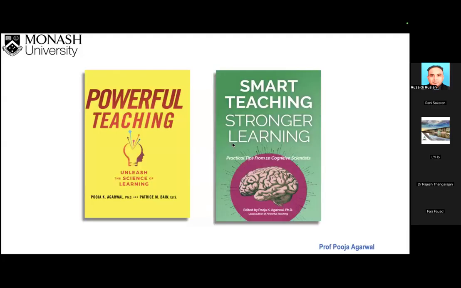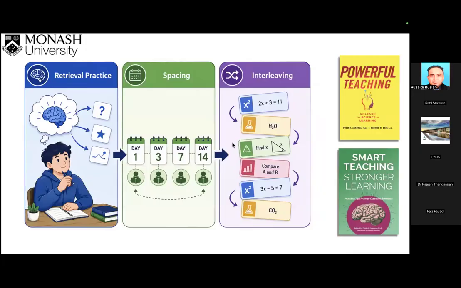So the techniques that we used were embedded in these two beautiful books. I highly, highly recommend that you read them. They're by Professor Pooja Agarwal from Berry College. She's a cognitive neuroscientist, and she has incorporated decades of research in cognitive neuroscience on how best to teach students. And it follows three concepts: retrieval practice, spacing, and interleaving.